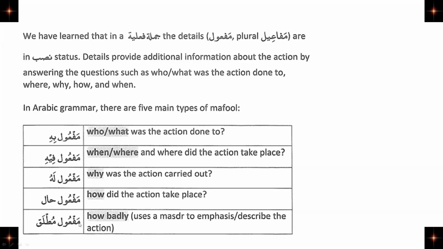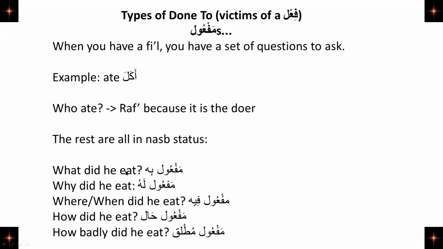This maf'ul mutlaq is very interesting, because anytime you detect it, it's very easy, because it is pulled from the fi'l. So when I say darabtuhu darban, or akaltu ta'ama aklan, the word aklan is from akala. So akaltu, I ate the food, a kind of eating. Then you say it is maf'ul mutlaq. But the most important thing is that maf'ul is always in nasb status, and all these 5 you will always find in nasb status. So these are the examples of how to do that.